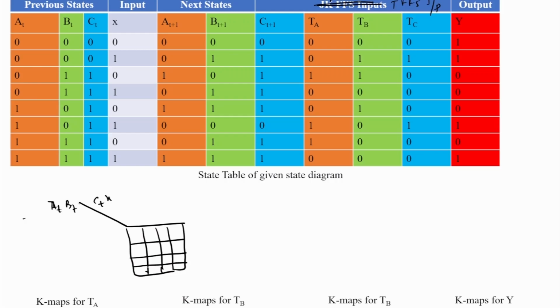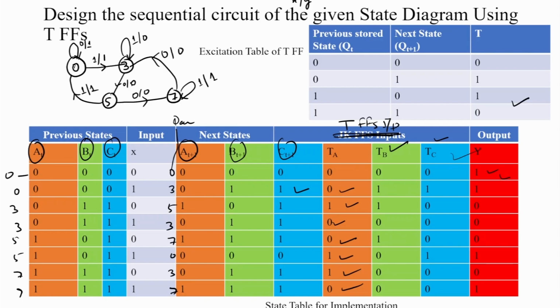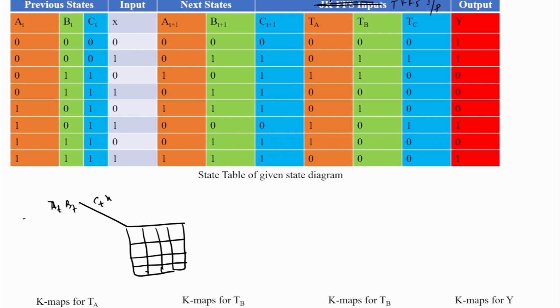And simply we put the value of TA. First we put the value of the don't care condition, in which the minterms 2, 3, 4, 5, 8, 9 and 12, 13 are don't care. Simply here this is written as 00, 01, 11, 10, 00, 01, 11, 10.